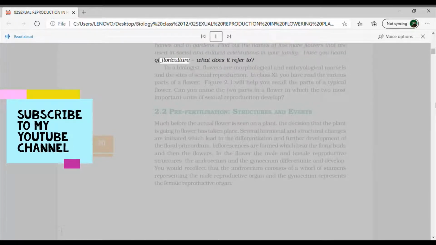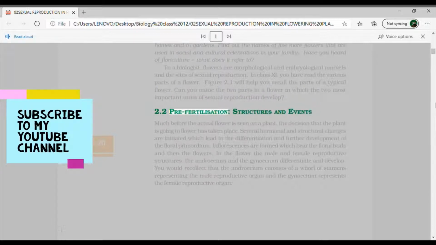Have you heard of floriculture? What does it refer to? To a biologist, flowers are morphological and embryological marvels, and the sites of sexual reproduction. In Class 11, you have read the various parts of a flower. Figure 2.1 will help you recall the parts of a typical flower. Can you name the 2 parts in a flower in which the 2 most important units of sexual reproduction develop?